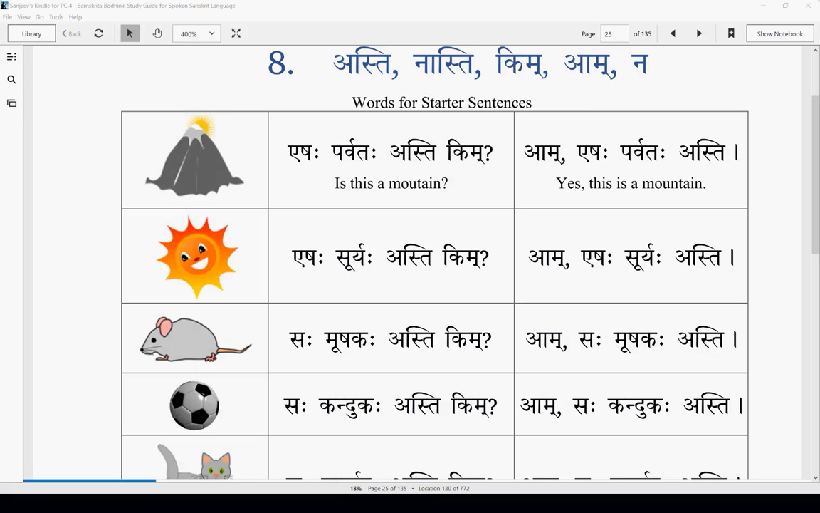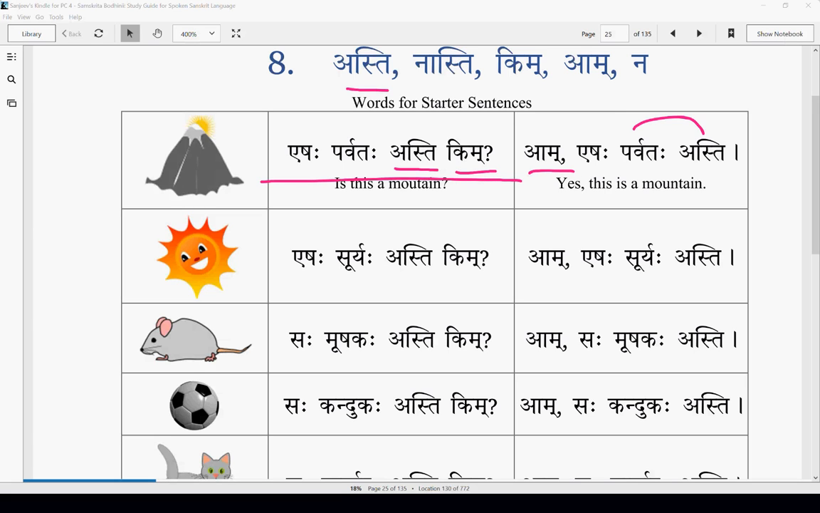Now, Eshaha parvataha asti. Now, asti eshaha parvataha. Eshaha asti parvataha. It is the same thing. The meaning is the same. You can turn it around. Now, what does kim mean? So here two more words we are using: one is asti, and the other is kim.